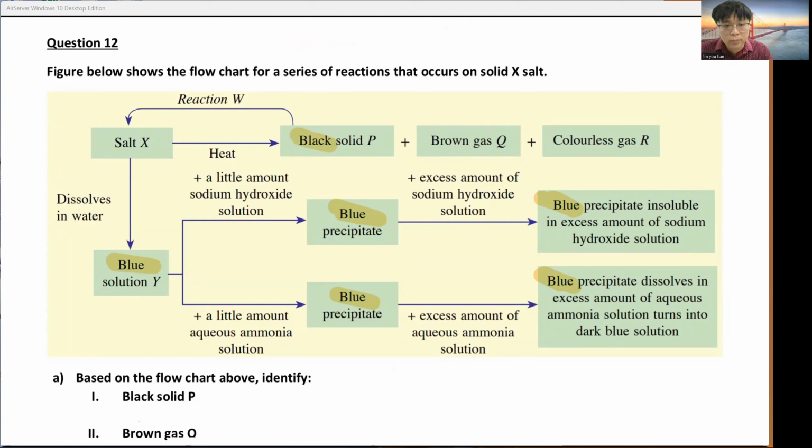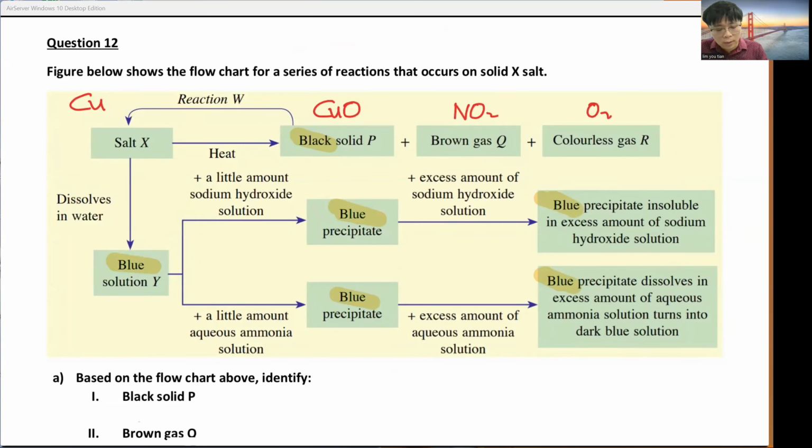Okay, so technically you see the blue, blue, blue, blue, blue, it should be copper already. So we know this is copper(II) oxide. This is one of the sample questions. Okay, copper(II) oxide. Then we know the brown gas after heating is NO2. This combines everything already.